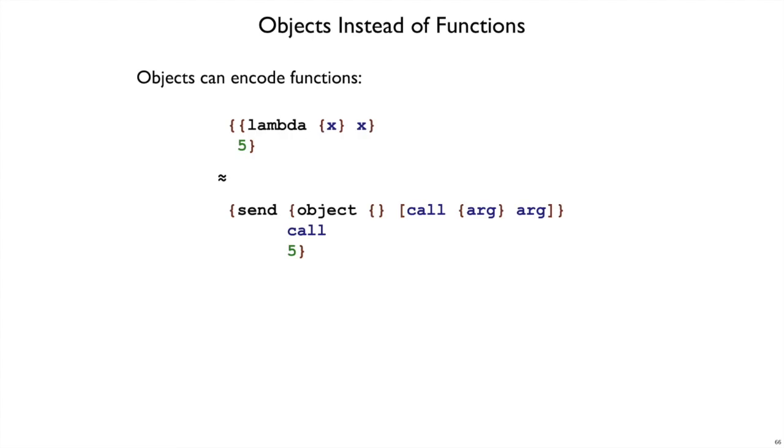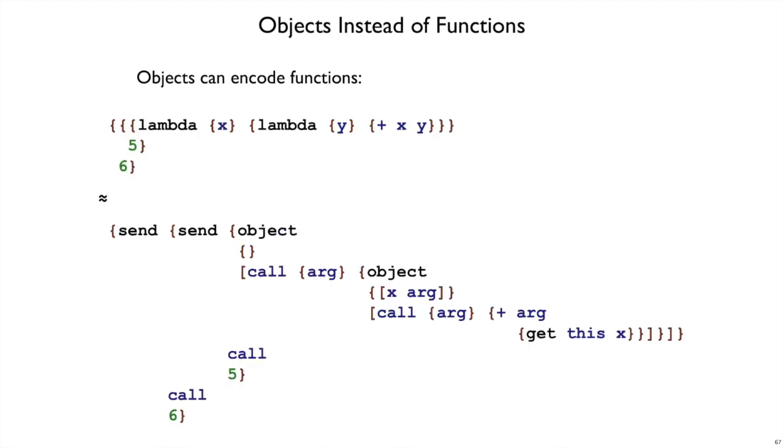Concretely, if we wanted to encode the identity function here, and its application to 5, then the way we encode the identity function is to have an object with just a single method. And we'll call the method call. So all functions would have a call method. That method takes an argument and can do whatever it wants to, like the identity method here. And then to apply a function, we just use the call method and send in the argument that we wanted to apply the function to.